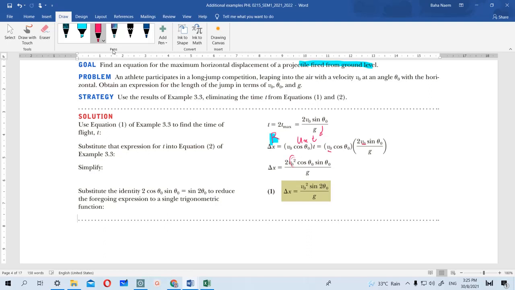However, there's something to look upon. There's one from high school, that cos theta times sin theta is equivalent to sin 2 theta over 2. Since 2 cos theta sin theta is sin 2 theta, then we can simplify it. Therefore, we can now simplify it into this expression, simplifying to one trigonometric function, which is this one.